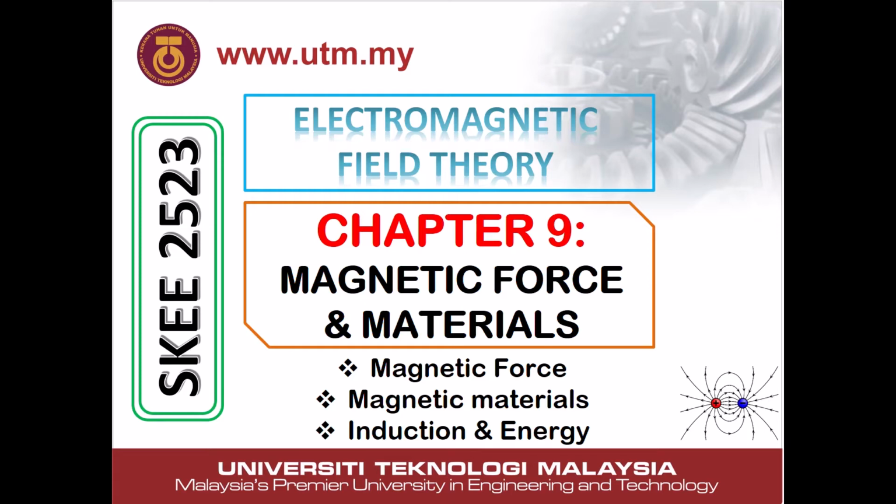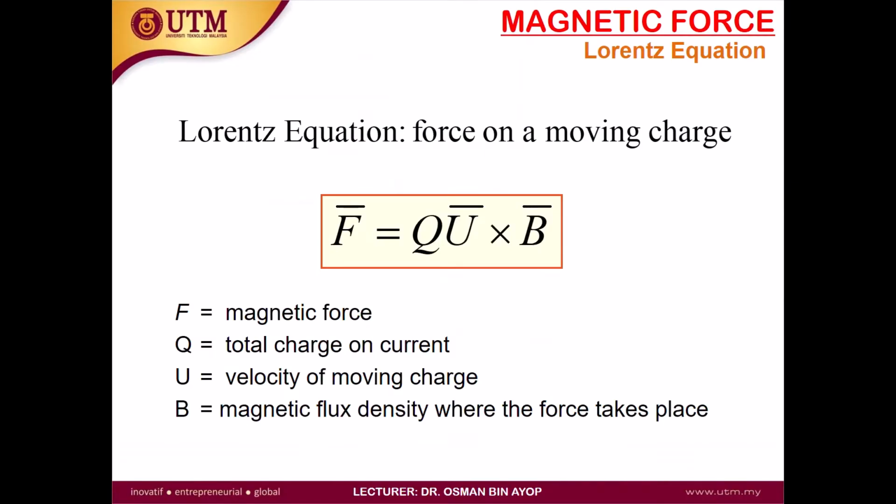In this chapter, we will see the effect on the magnetic field of the existence of magnetic material, because so far our analysis has been done in a vacuum or free space. So for the first part, we will discuss the Lorentz equation relating to the magnetic force.